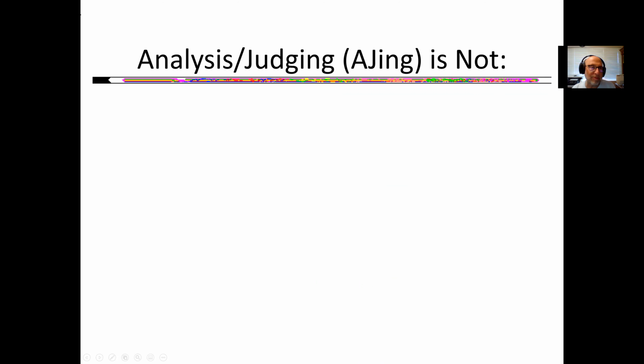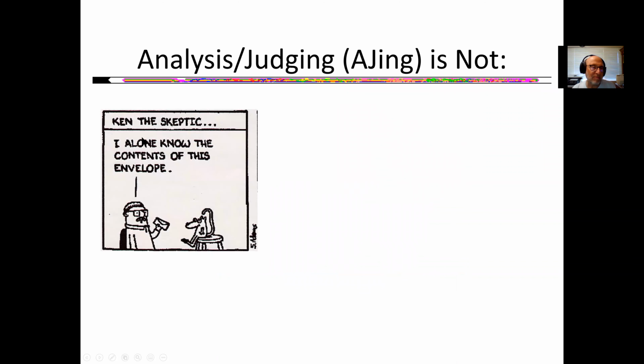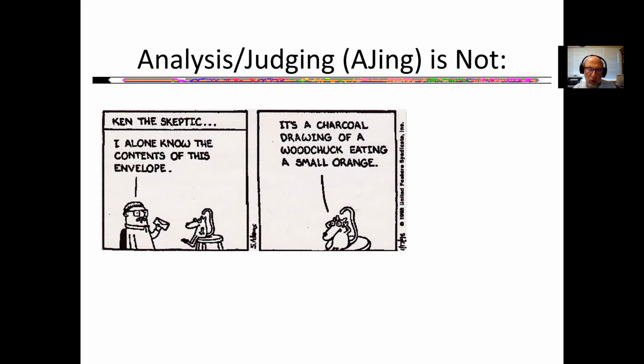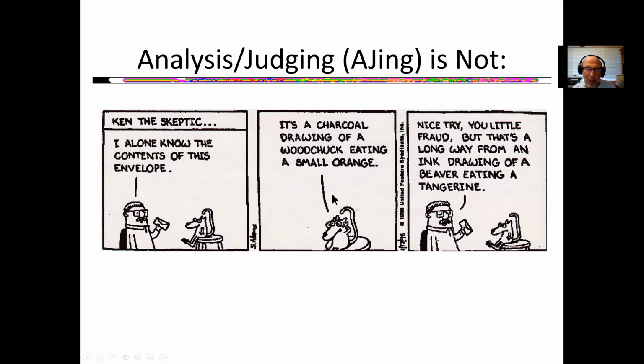So let me first tell you what analysis judging is not. Here's a skeptic, and he says, I alone know the contents of this envelope. It's a charcoal drawing of a woodchuck eating a small orange. So there's our remote viewer, pretty concise. You wouldn't want to do anything like that because he's named things, but nevertheless, you get the idea. And our skeptic, of course, would say, nice try, you little fraud, but that's a long way from an ink drawing of a beaver eating a tangerine.